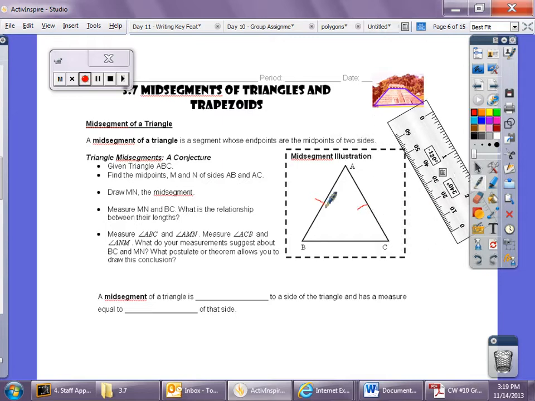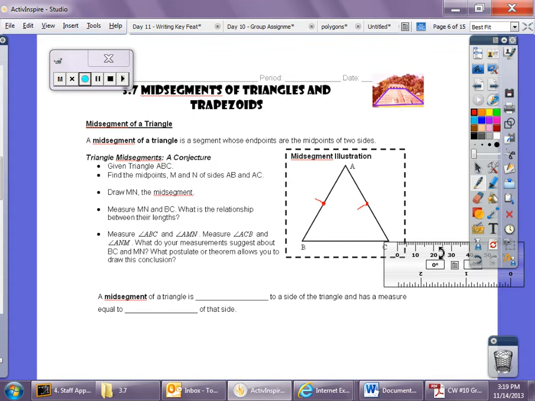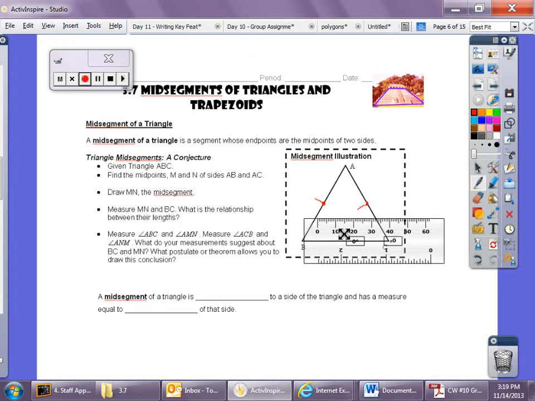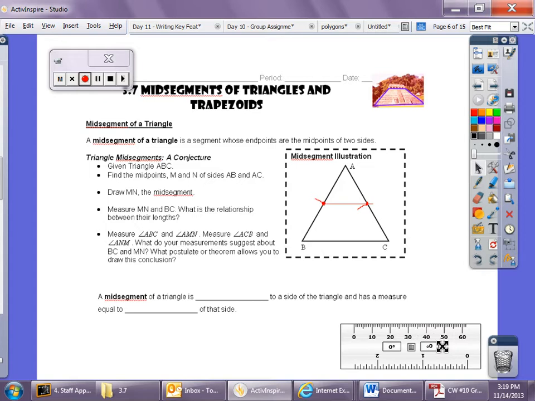So what that shows is that we have a mid-segment here and a mid-segment here, and now if we connect these, it connects with a straight line. So we found the mid-segments, and we know that these were each 24 millimeters and 24 millimeters. So we found the mid-segment, so we drew it.